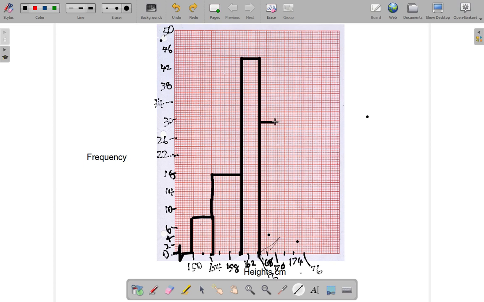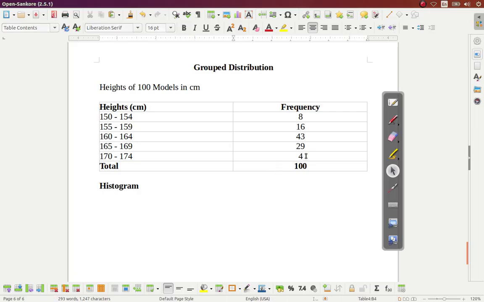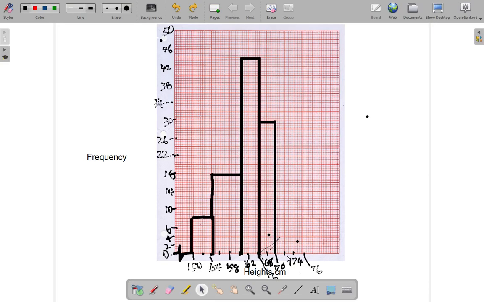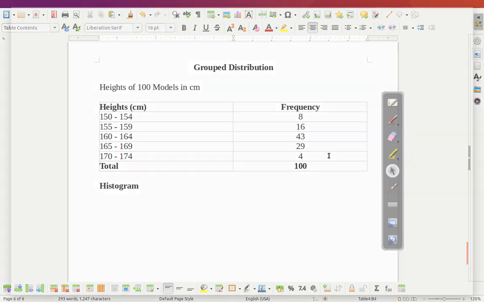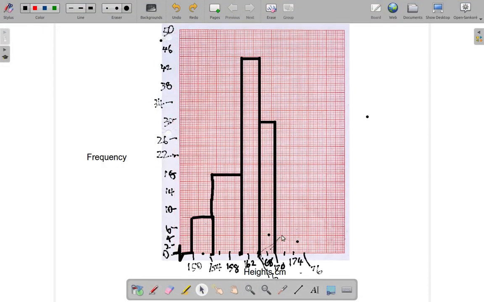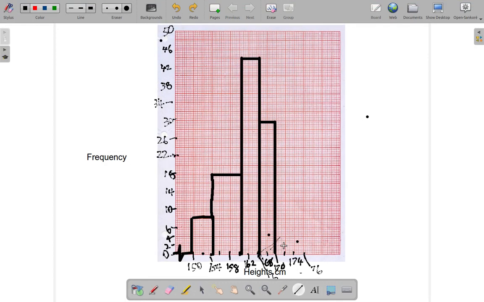You're going to end just to the right of 169. All right. Now, 170 to 174. 170 to 174, and it goes up to a height of 4. Yes, at a height of 4. 170 to 174, you go across just to the right of 174, then you draw it down. And this would be your histogram. Alright? Your histogram.